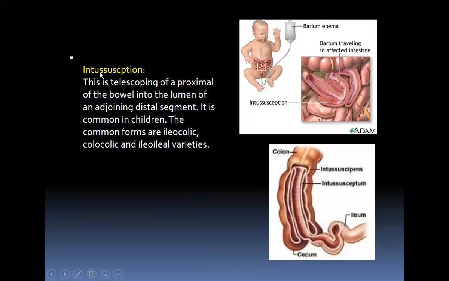Then there is a condition called intussusception, the telescoping of one part of the intestine into the other part. If you see, a part of the small intestine has entered into the large intestine. This is called intussusception. It is most seen in children. It is the telescoping of the proximal bowel into the lumen of the distal segment. Commonly it occurs as the ileocecal, colocolic or ileoileal varieties. These are some of the common varieties which you will study again in pathology.